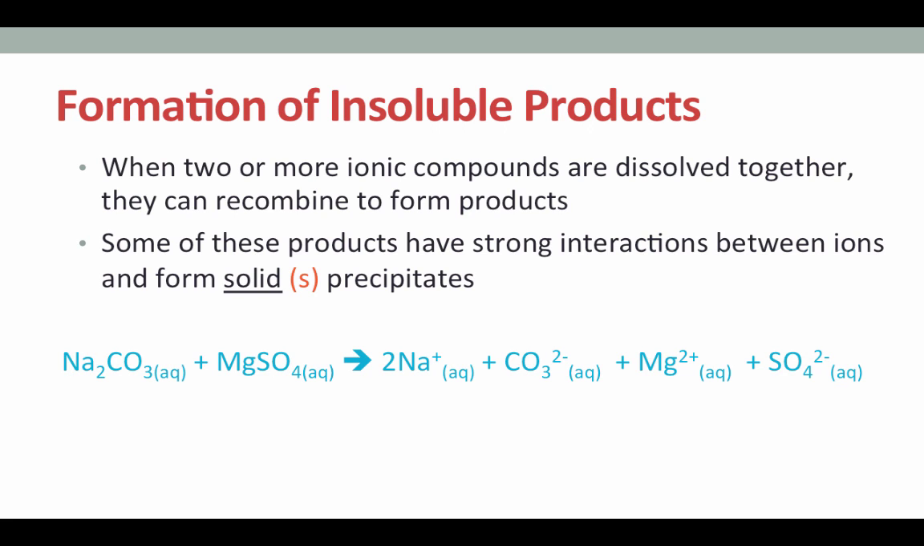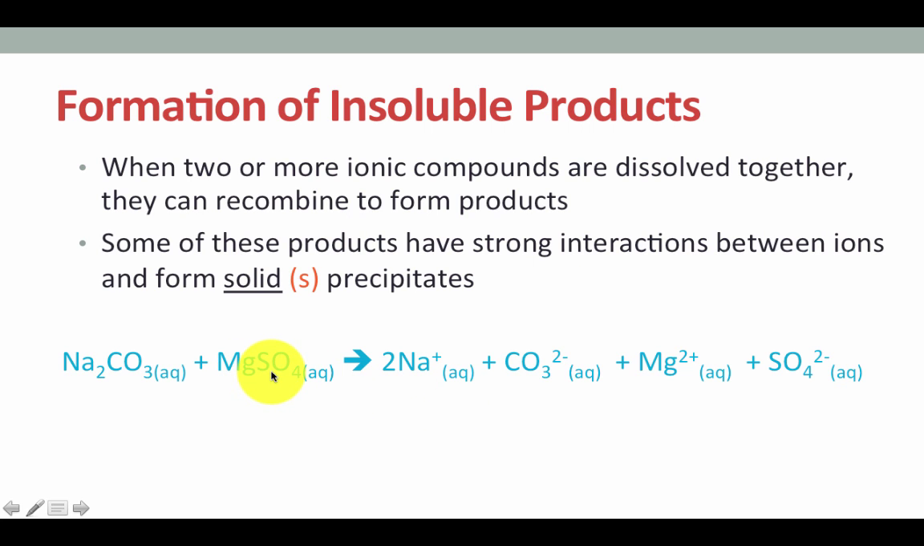So let's look at the reaction of sodium carbonate with magnesium sulfate. Each of these ionic salts is fully soluble in water. They're strong electrolytes, and so they will dissociate into their respective ions. When we are separating ionic compounds into their aqueous ions, we need to balance the ions with the molecular formulas. So if we have two sodiums combining with a carbonate to form sodium carbonate, we should have two sodium ions and one carbonate anion.